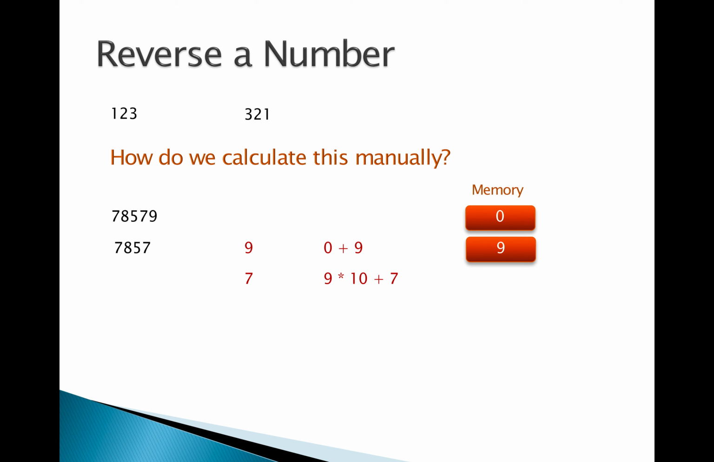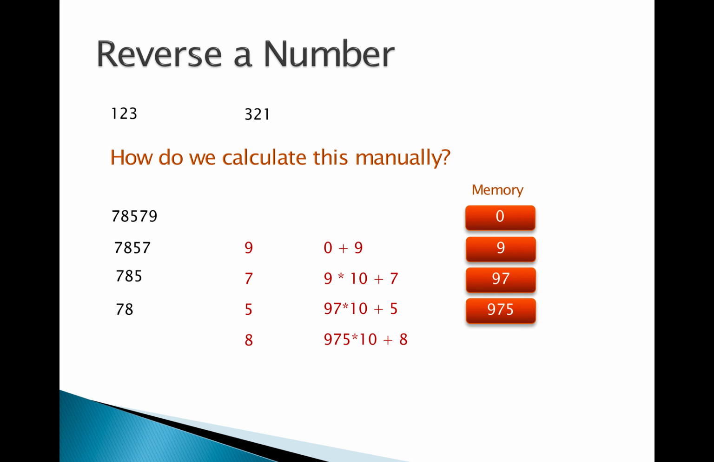So that's what we are going to do. Take the memory variable, multiply it by 10 and add the extracted digit to it. So it is going to become 97. Now reduce the number to 785, extract the 5 from it. Now do the same process: take the memory variable, move it one position over, so we are going to make 97 as 970 and you are going to add 5 to it, so that you make it 975.